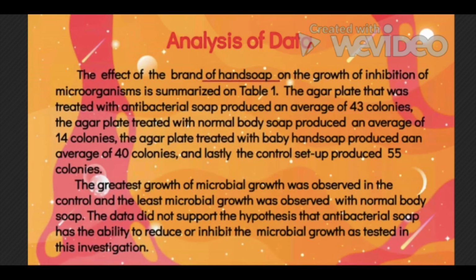Analysis of data. The effect of the brand of hand soap on the growth of inhibition of microorganisms is summarized on Table 1. The agar plate that was treated with antibacterial soap produced an average of 43 colonies. The agar plate treated with normal body soap produced an average of 14 colonies. The agar plate treated with baby hand soap produced on average 40 colonies. And lastly, the control setup produced 55 colonies.